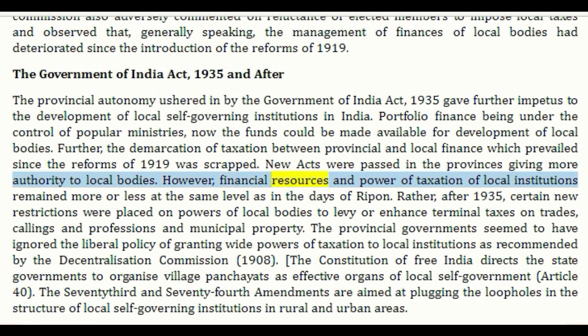However, financial resources and power of taxation of local institutions remained more or less at the same level as in the days of Ripon. Rather, after 1935, certain new restrictions were placed on powers of local bodies to levy or enhance terminal taxes on trades, callings and professions, and municipal property. The provincial governments seem to have ignored the liberal policy of granting wide powers of taxation to local institutions as recommended by the Decentralization Commission, 1908.